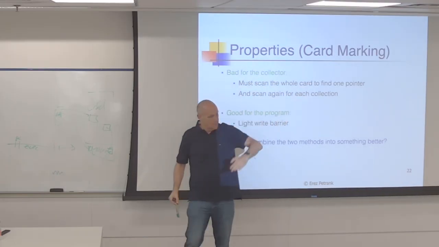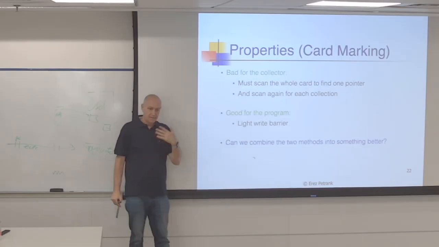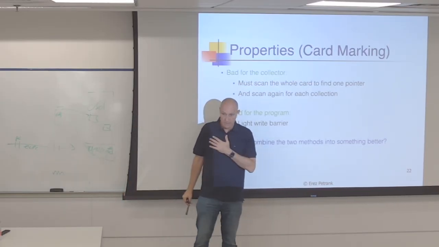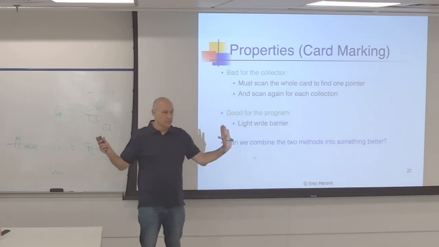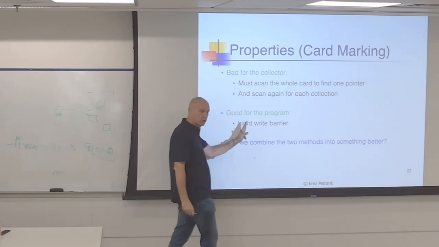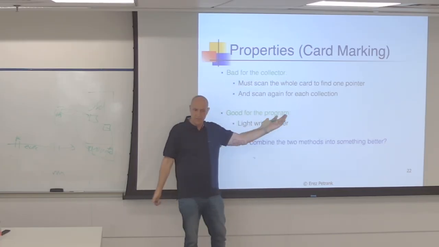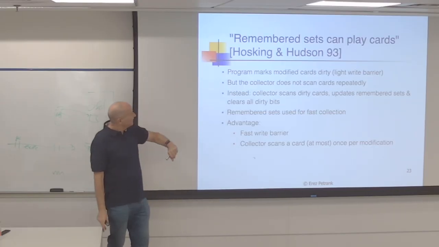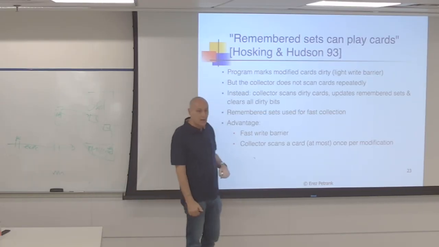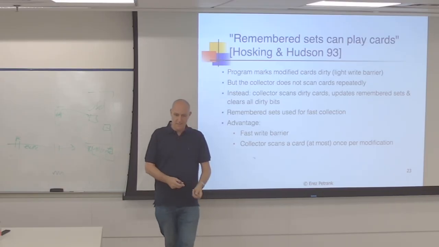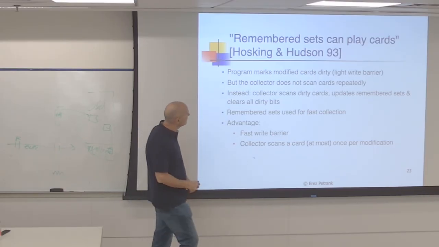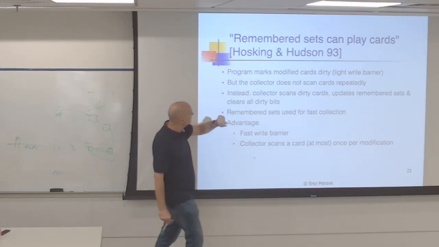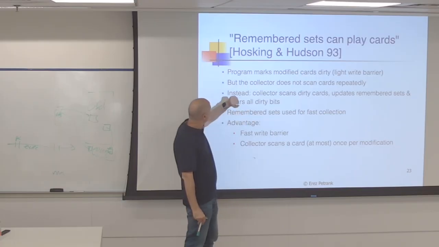So I do a sweep of a card and I find the intergenerational pointers, I add them to a remembered set that I maintain, and then the card is not dirty anymore. If the program changes it again, I will scan it again. But if it doesn't, I don't need to scan this card again. So this is called remembered sets plus cards. A nice name for this method by two young researchers. I'm going to talk about them, young at the time, not anymore.